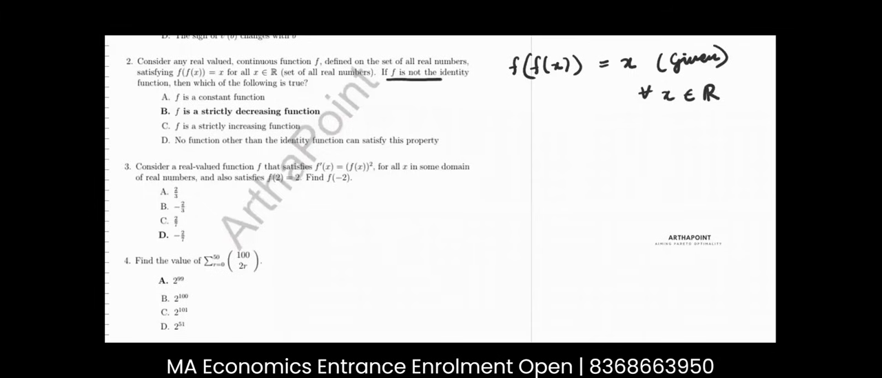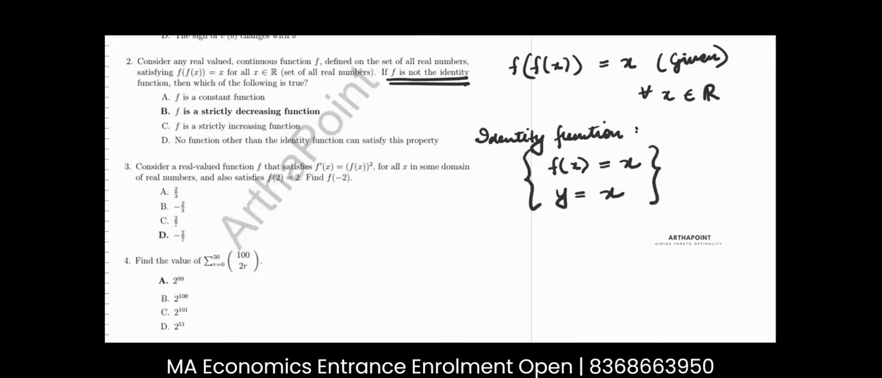Then it says f is not an identity function. So what is an identity function? An identity function has the property that f of x is equal to x. So if y is equal to x, then it is an identity function. So it says f of x is not equal to x, because it is not an identity function. This is given to us.